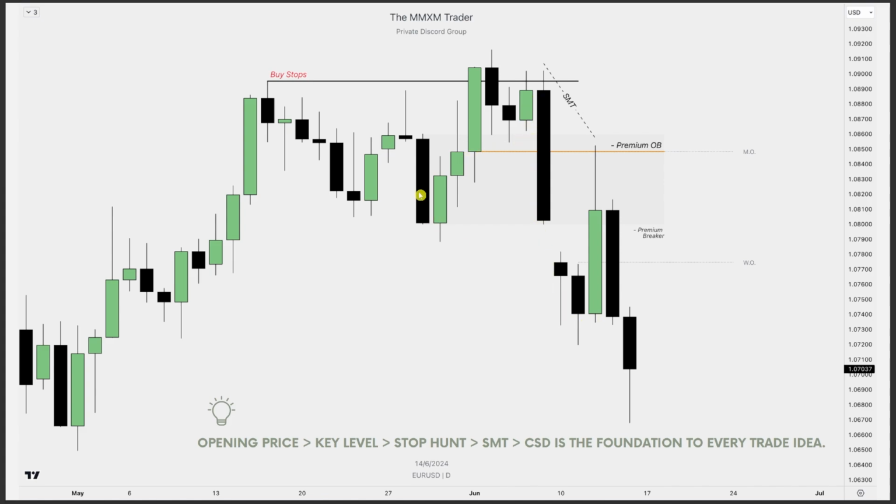Price breaks down lower, leaving behind a breaker, right? So a premium level breaker. Price comes back into it after the weekly opening, hitting that key level, and then we had that SMT formed, and then we can see price trading down lower from that area.